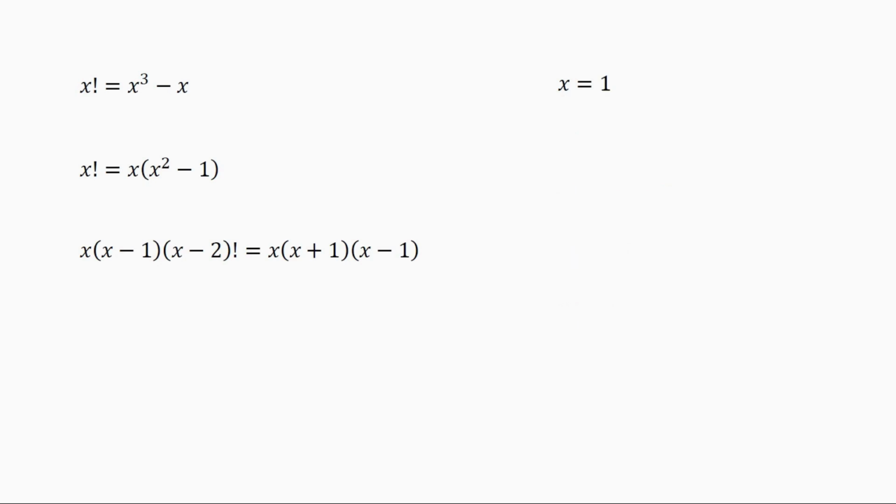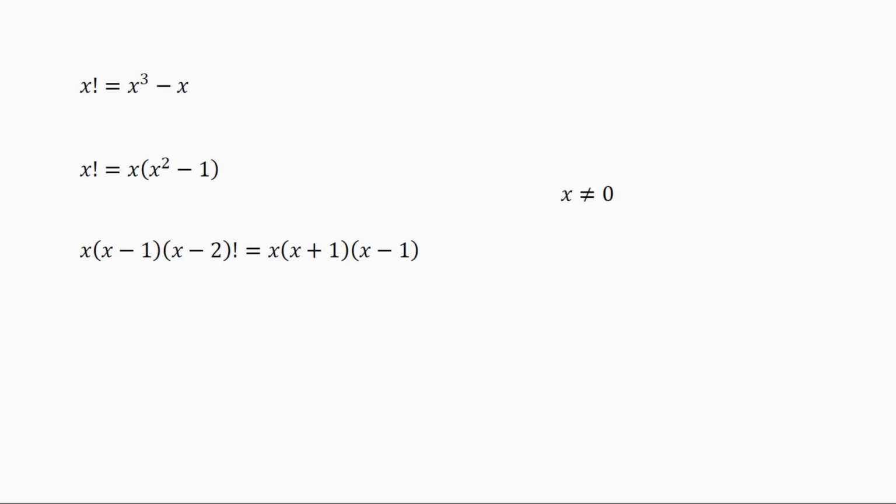Now plug in x equal to 1, then x factorial equals 1 factorial equals 1. Now the right hand side, x cube minus x equals 1 cube minus 1, which is equal to 0. So we get x factorial is not equal to x cube minus x when x equals 1. So x is not equal to 1, which means x minus 1 is not equal to 0.